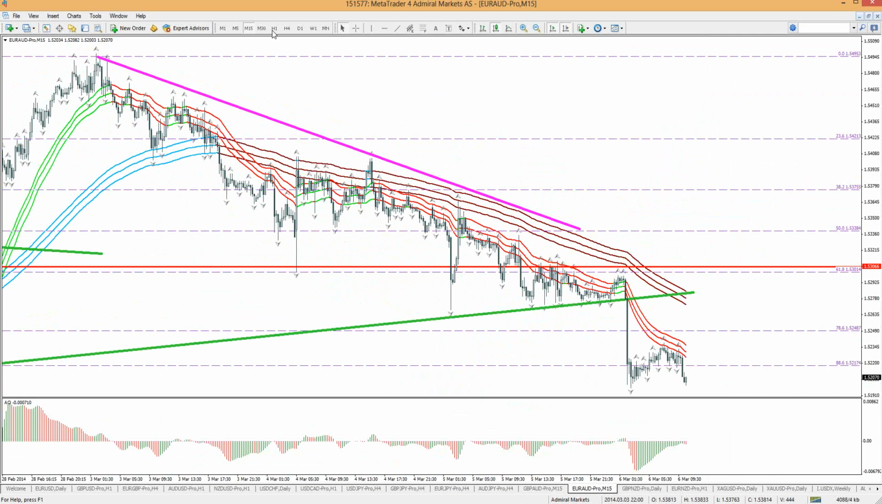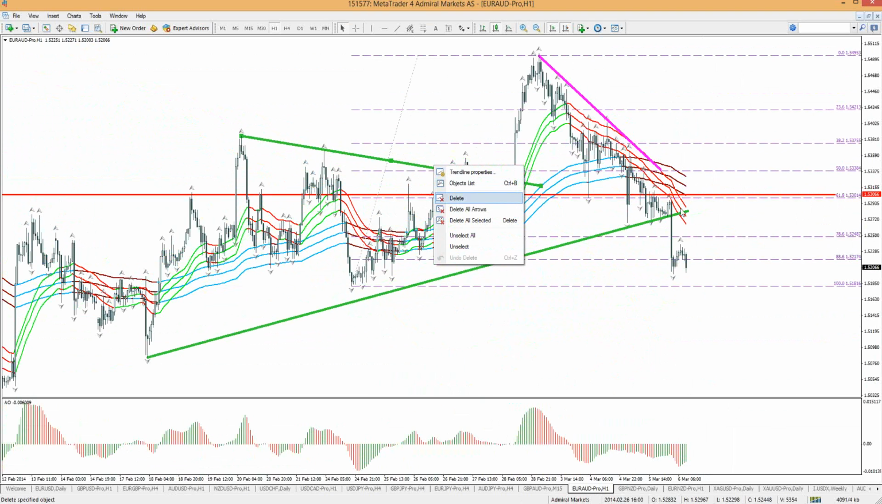Euro odd is the same. It broke out of this uptrend support line, this green one. Sorry about that. It broke that green line to the downside and is also continuing with this bearish momentum.